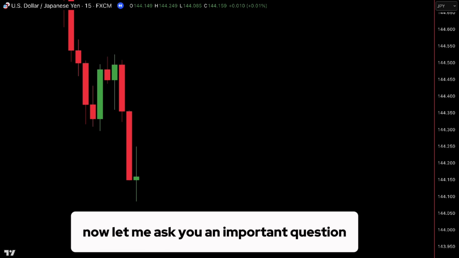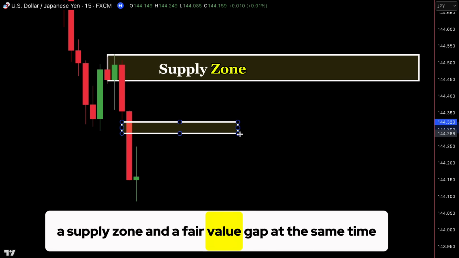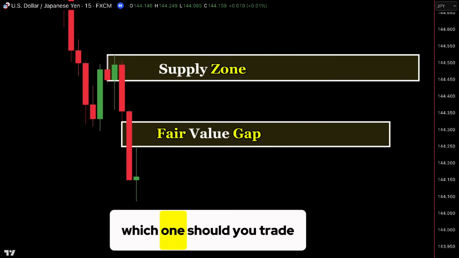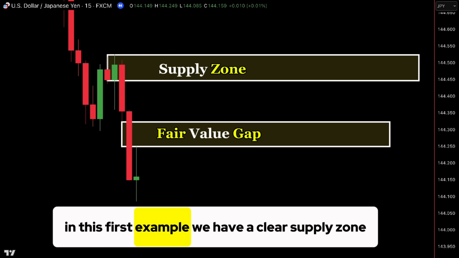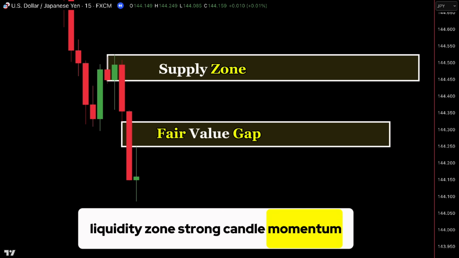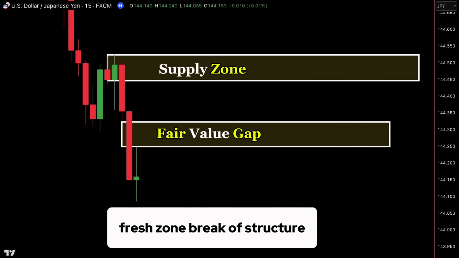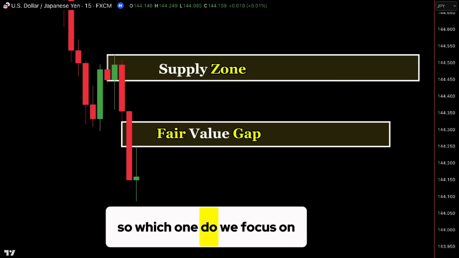Now let me ask you an important question. What if you find both a supply zone and a fair value gap at the same time? Which one should you trade? Let's break it down with examples. In this first example, we have a clear supply zone. It meets all the criteria of a high probability liquidity zone. Strong candle momentum, fresh zone, break of structure. But right below it, there's also a fair value gap. So which one do we focus on?